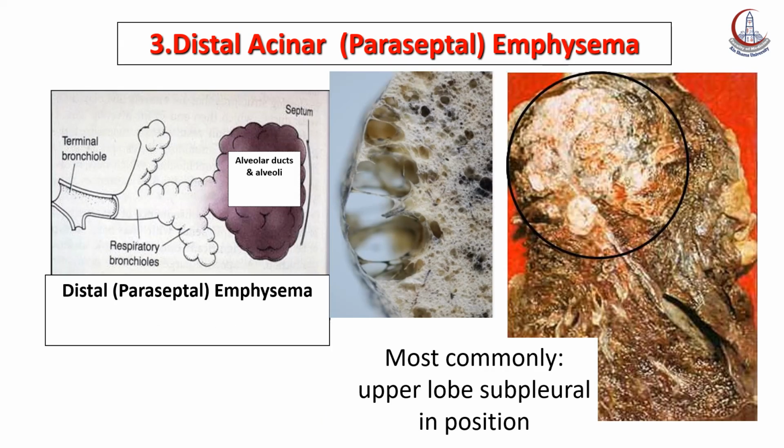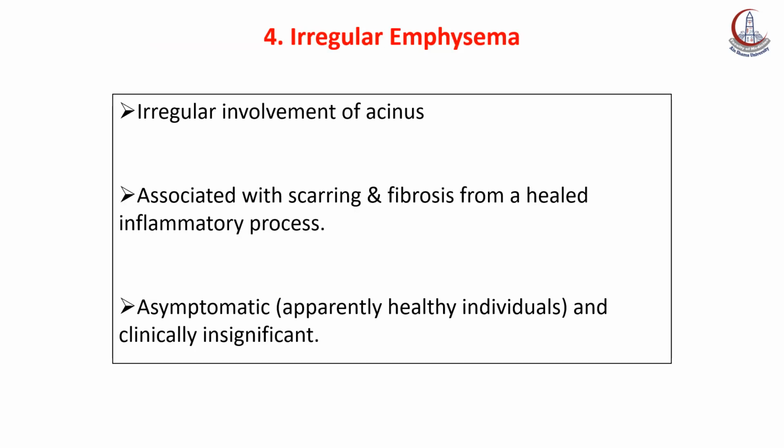This diagram shows the affection of the distal part of the acinus here, while the respiratory bronchiole is normal. It can occur in the upper lobe near areas of fibrosis and also under the pleura, causing emphysematous bullae, as we see here, dilated air spaces under the pleural covering. Rupture of these spaces can cause pneumothorax.